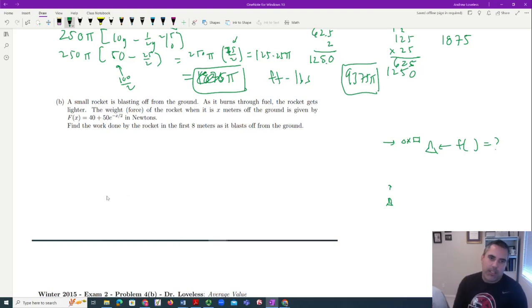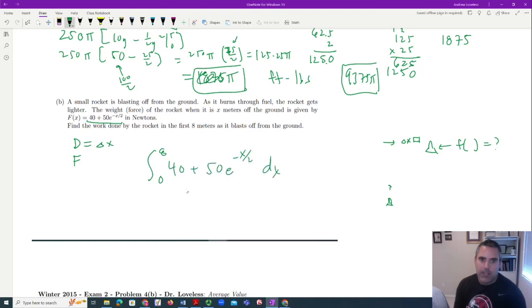It's going to change, and we're going to do it again. So in these questions, we immediately say, okay, we're going to think of the distance lifted as delta x, and then we're going to try to figure out what the force is at a given x, but they told us it. So there's nothing to do in these problems. It's just going to be the integral from 0 to 8 of 40 plus 50 e to the negative x over 2 dx. This is the force. This is the distance each force got lifted.